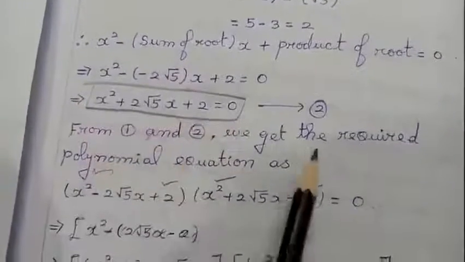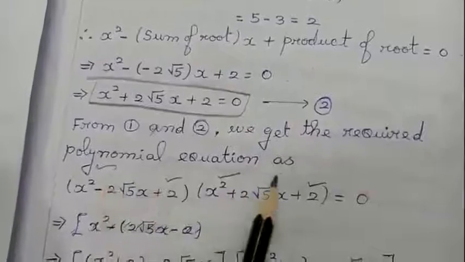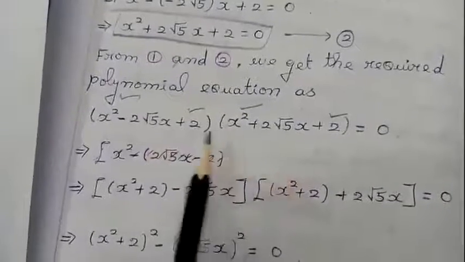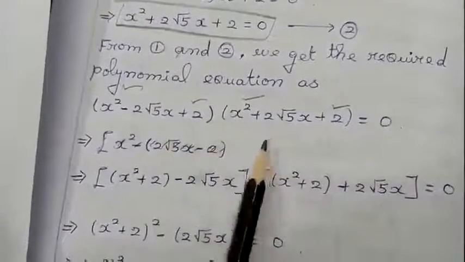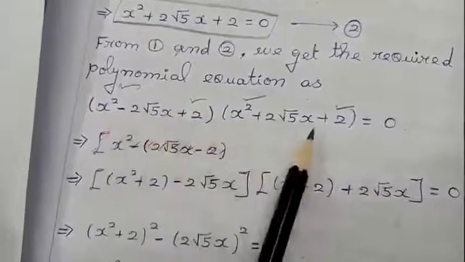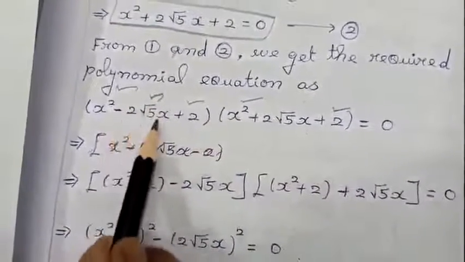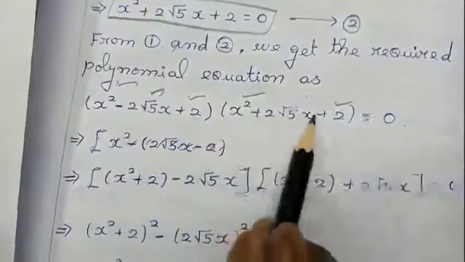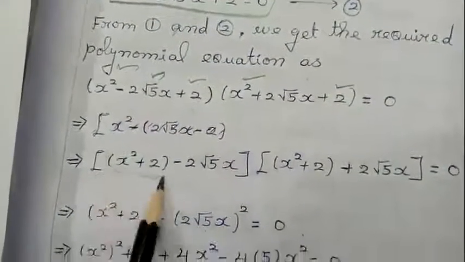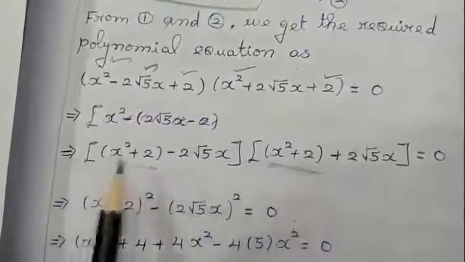From 1 and 2, we get the required polynomial equation as follows. From 1 and 2, I'm going to take the two quadratic equations. I'm going to make some adjustment. What is the adjustment I'm going to do here is, if you see these two equations, the only difference is minus 2 root 5x plus 2 root 5x. I'm going to make an adjustment in such a way. x square plus 2, I'm going to put it in brackets.